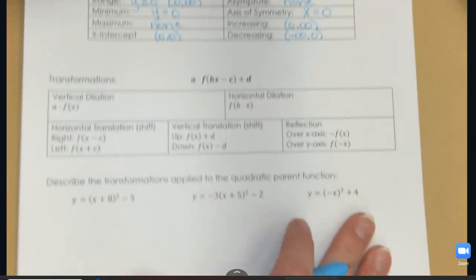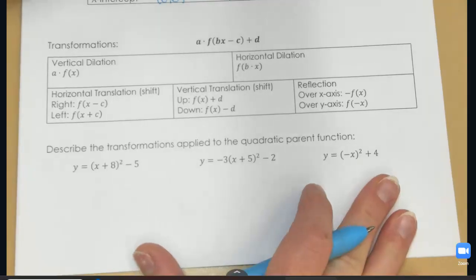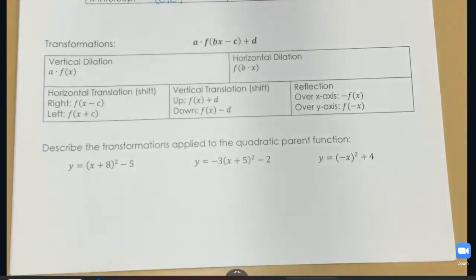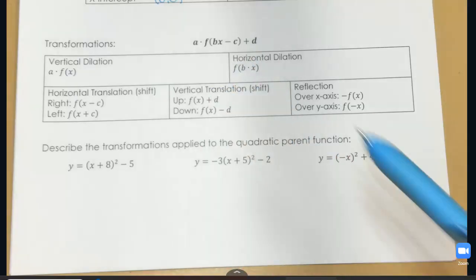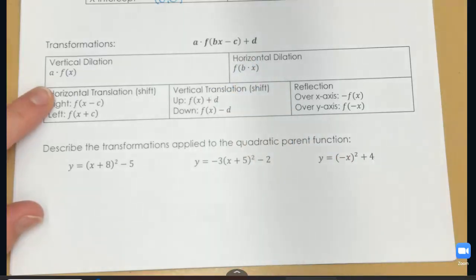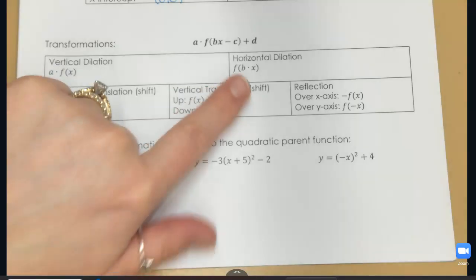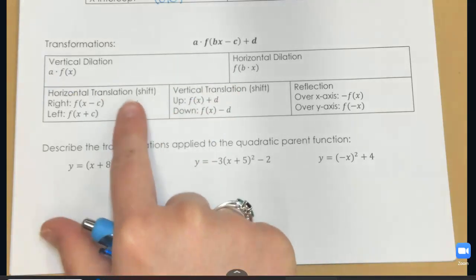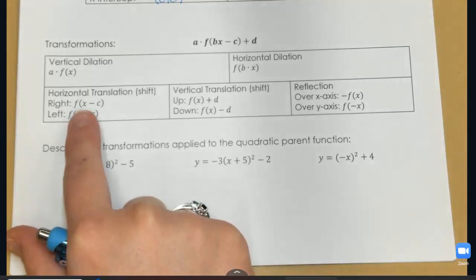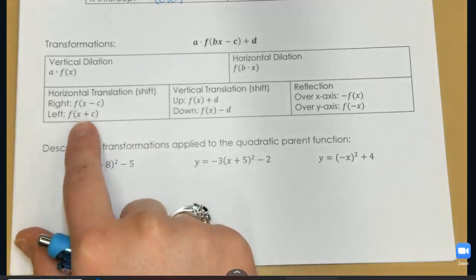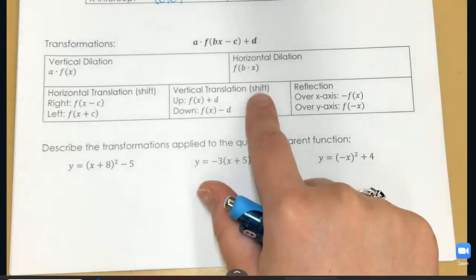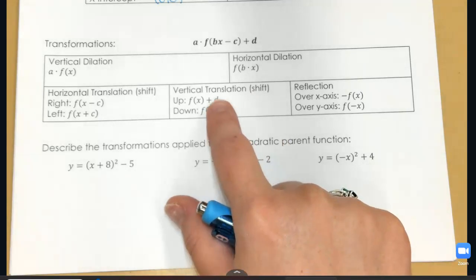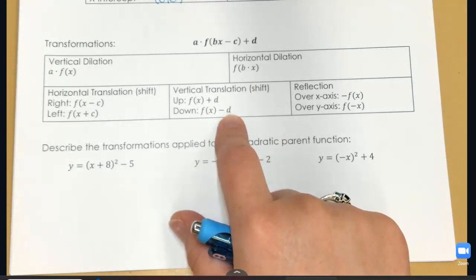We are now going to look at what happens when we transform our parent function. So based on the formatting of your equation, we can describe what is being changed exactly. We can do dilations, vertical, where we multiply by a value outside, or horizontal, where we multiply by a value inside. We can also shift left and right. If we subtract a value inside, we're shifting to the right. If we add a value inside, we're shifting to the left. We can also shift up and down. That's when we add a value outside for up, subtract a value outside for down.